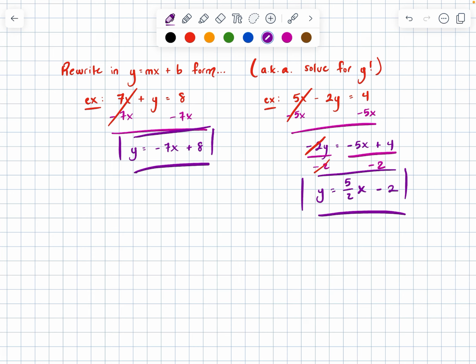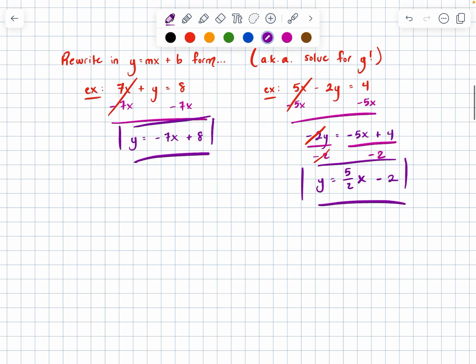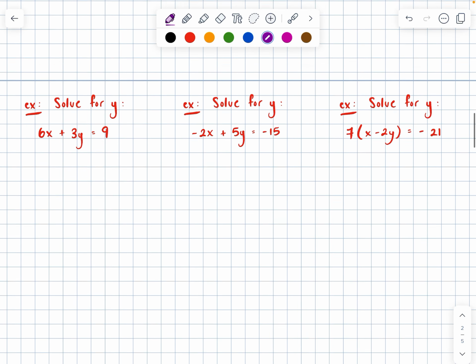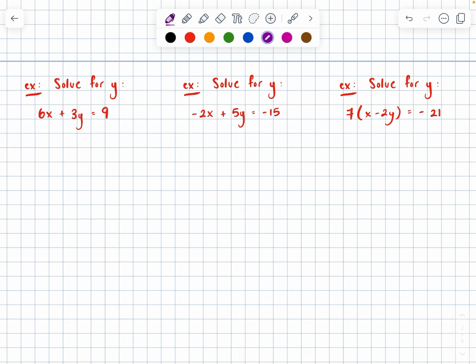Cool. Let me give you 3 more to do. So again, your goal is to get y by itself. 6x plus 3y equals 9. Negative 2x plus 5y equals negative 15. 7x minus 2y equals negative 21. Let's solve each of these equations for y. Go ahead. Give yourself a 3-minute timer. Play around, see what you get, and we'll chat.